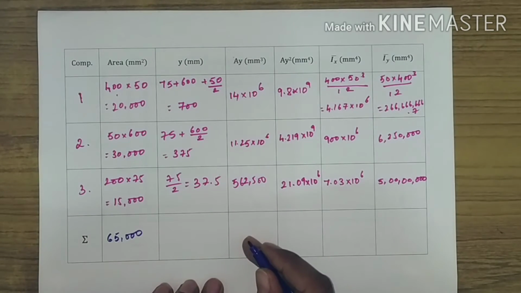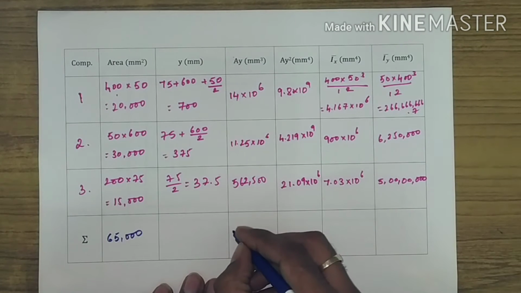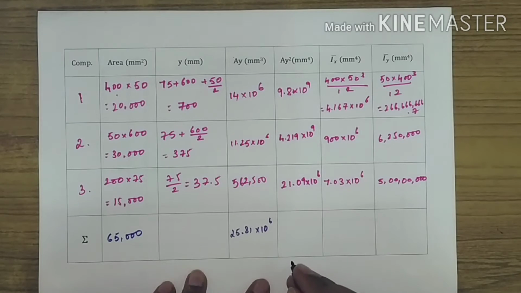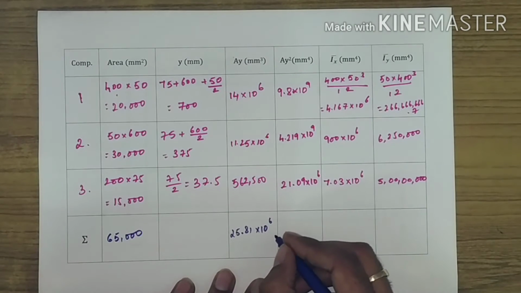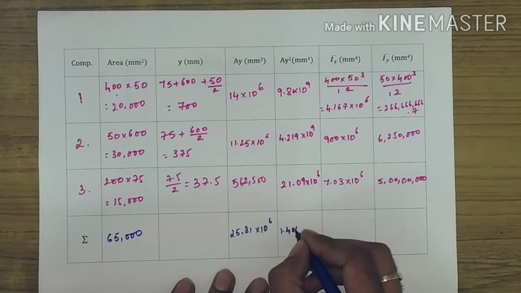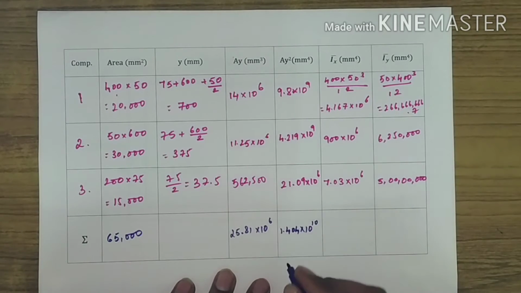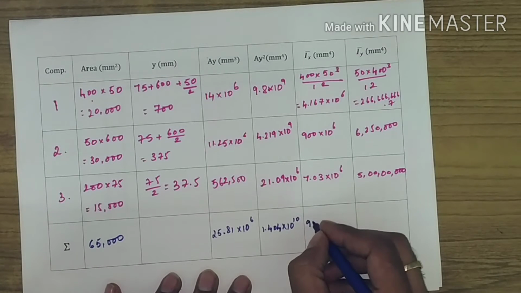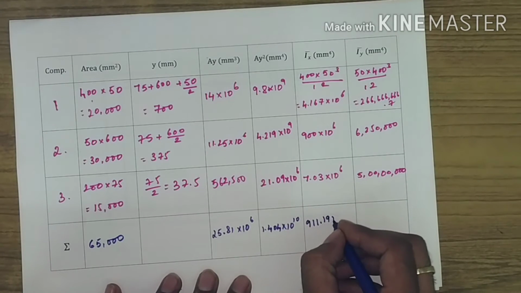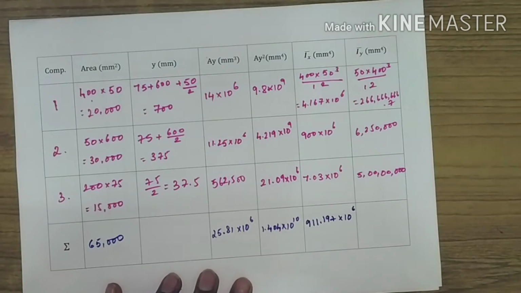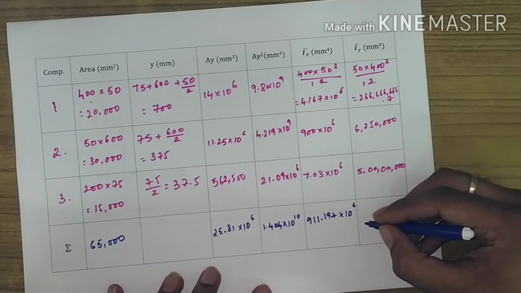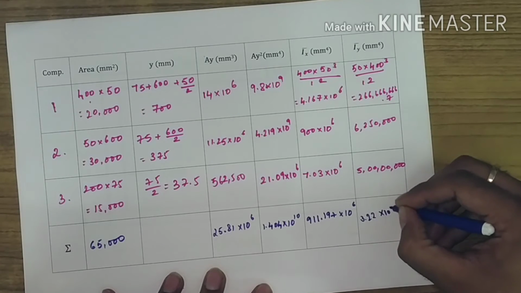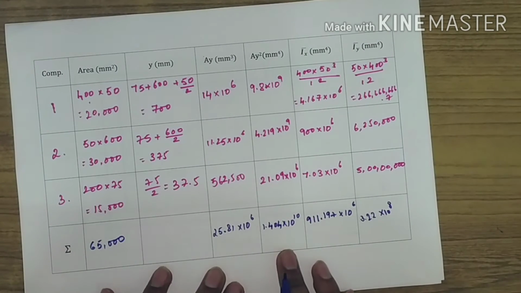So summation of AY will be 25.81 into 10 power 6, and summation of AY square is around 1.404 into 10 power 10, and summation of Ix bar will be 911.197 into 10 power 6, and similarly summation of Iy bar is equal to 3.22 into 10 power 8. So these are the summation values.